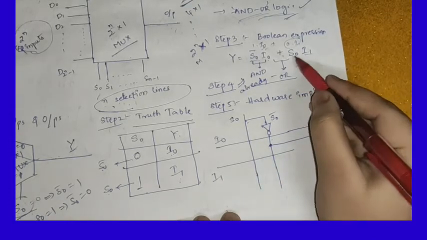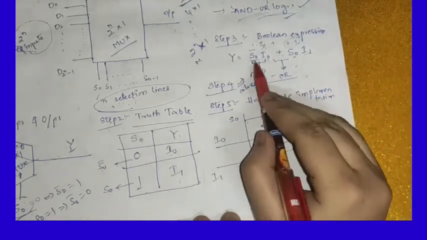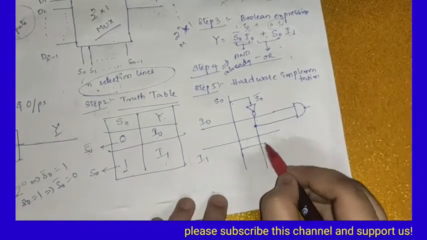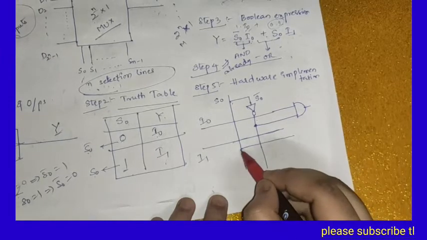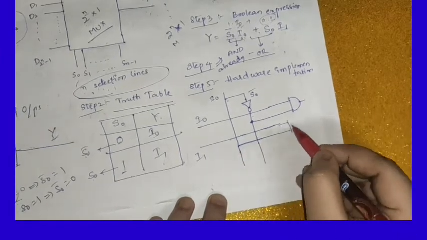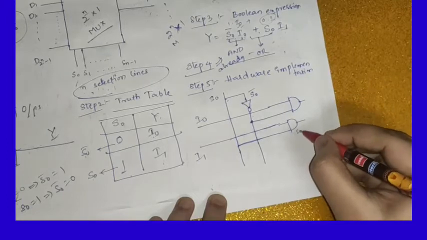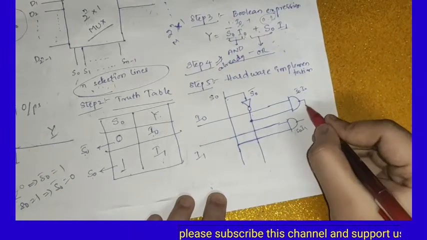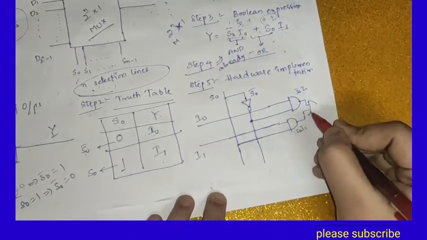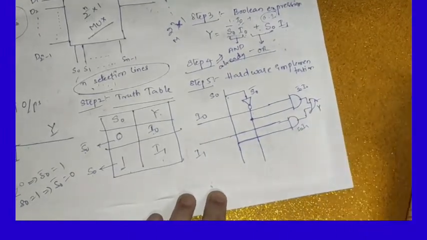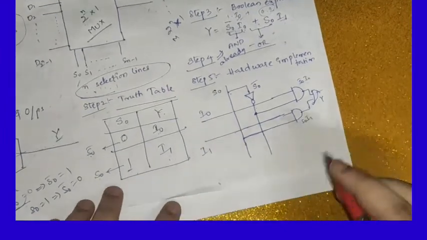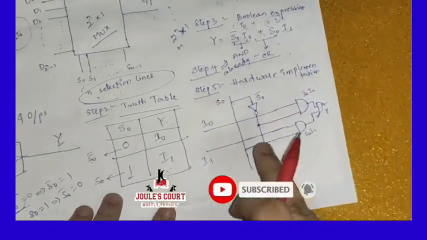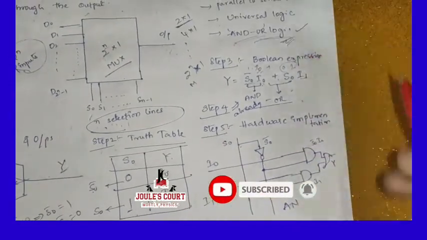We have s naught bar dot I naught plus s naught I1. So construct the AND gate between s naught and I1, and we get s naught I1. Here we have s naught bar I naught. If you construct an OR gate between these two, we will get the y. So it is an AND OR logic. From this hardware implementation also we can say that the multiplexer is an AND OR logic.